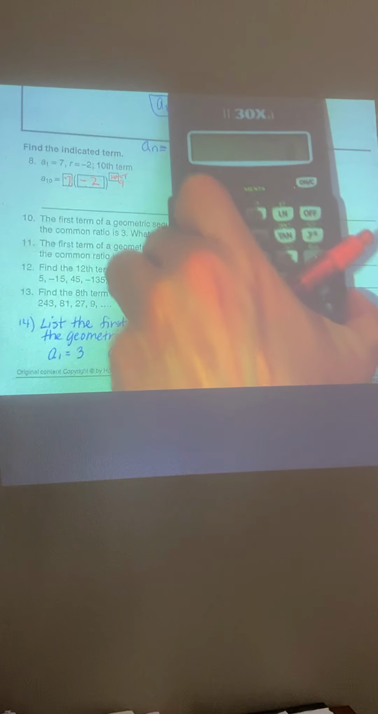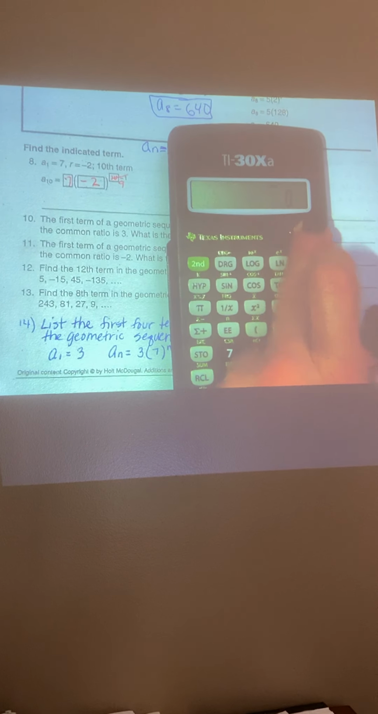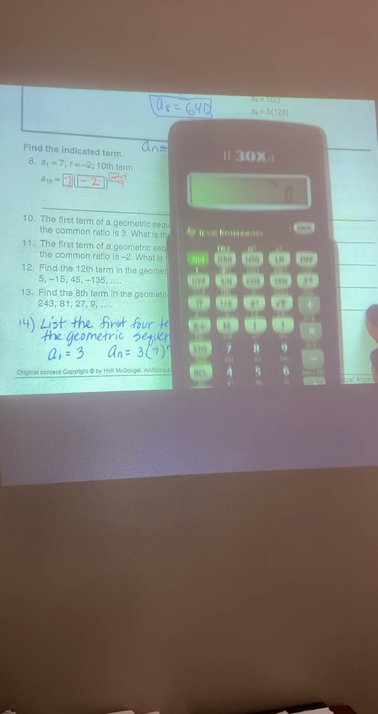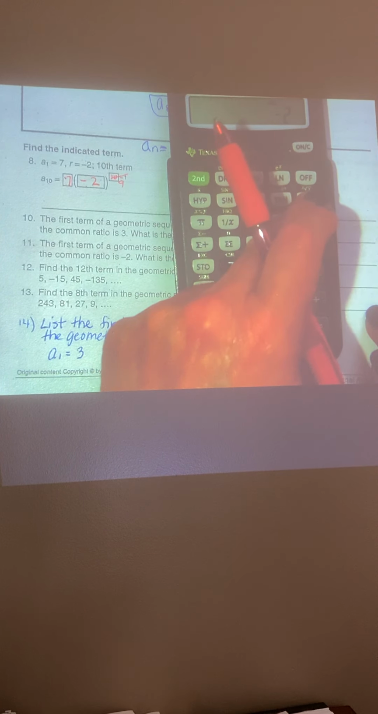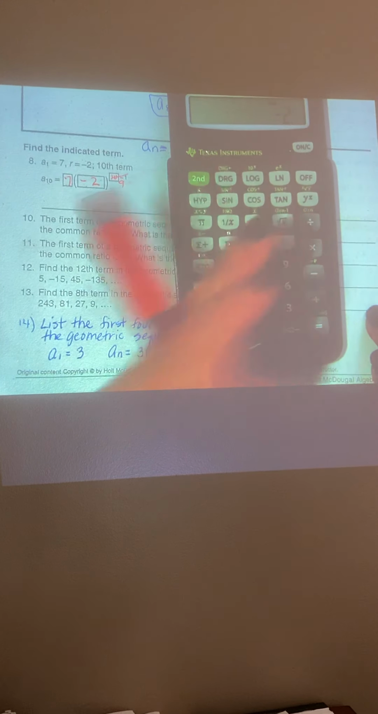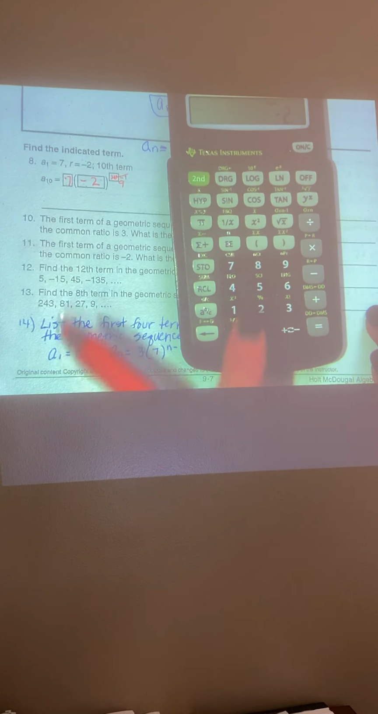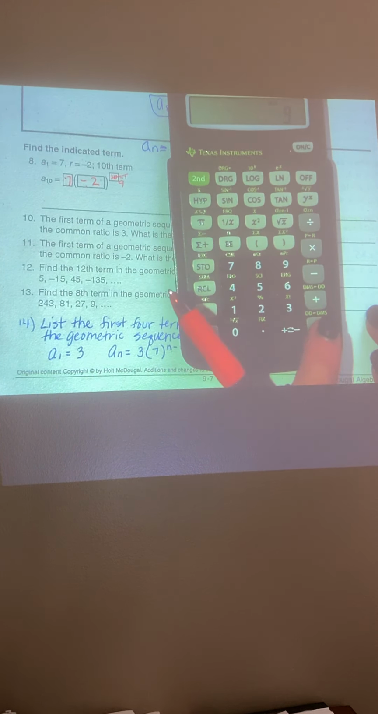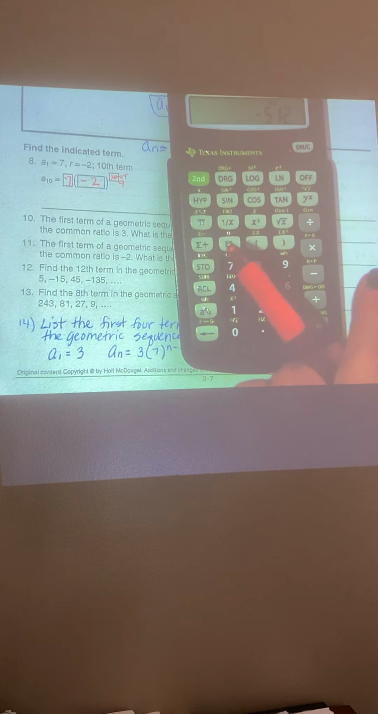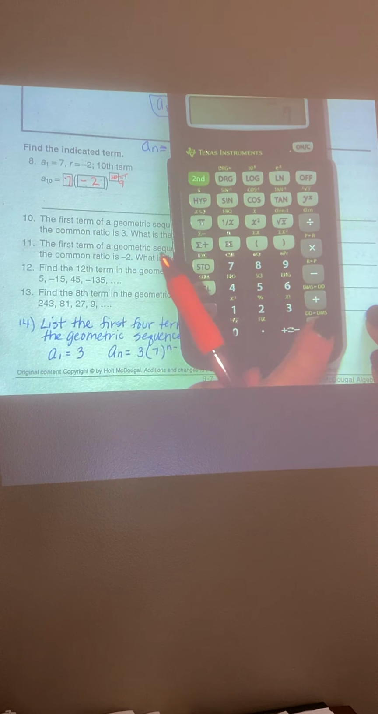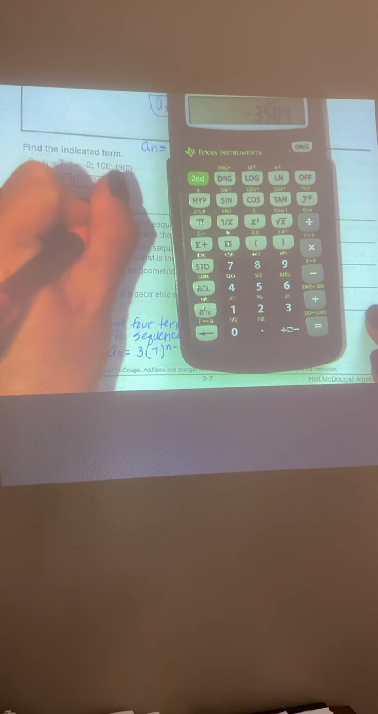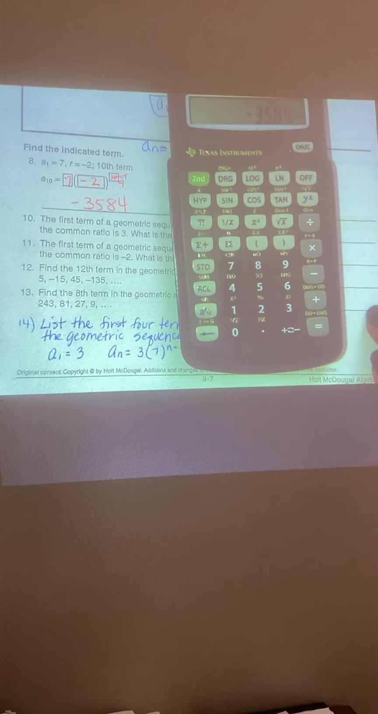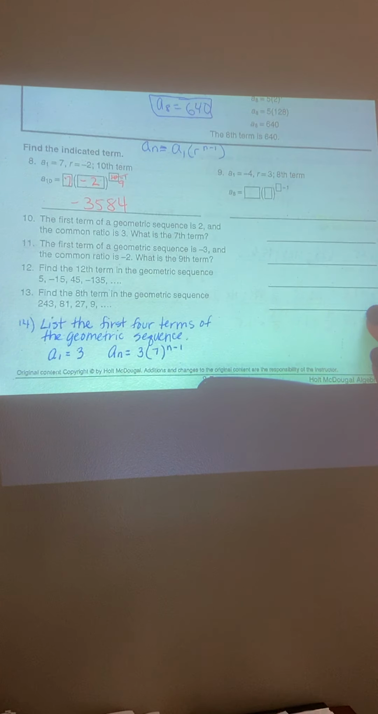All right, so on the calculator. Negative 2. Now, how do we do negative 2? Can we see this? Negative 2, 2 negative, y to the x, 9 equals, times 7 equals negative 3584. Okay, hope we're getting that.